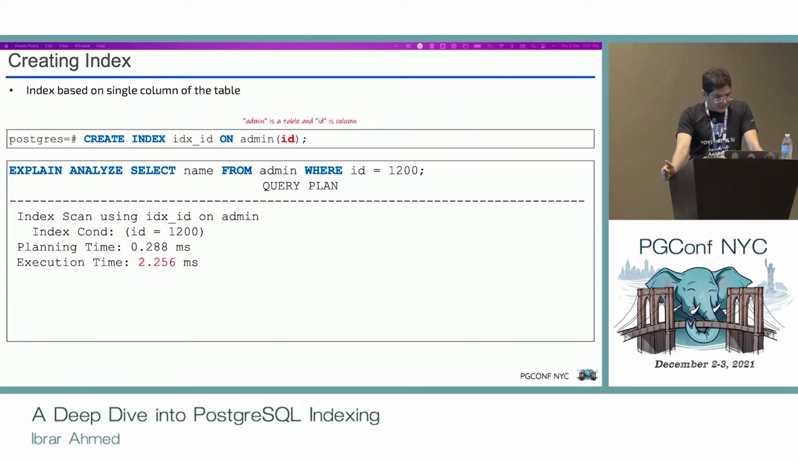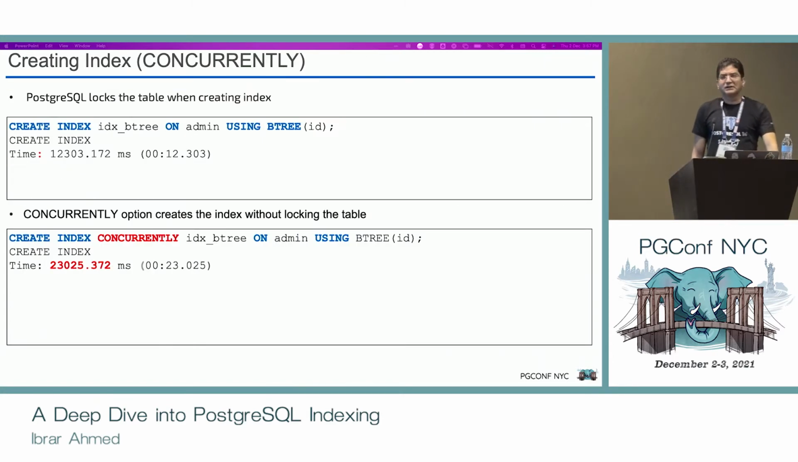Its syntax is always the same: create index, the name of the index, on the table and the column name. So we are creating an index on a table on one column. When you query, you can use explain to see whether the index is used or not. It's a simple thing.